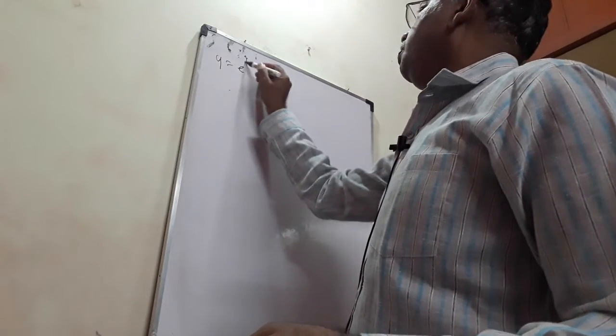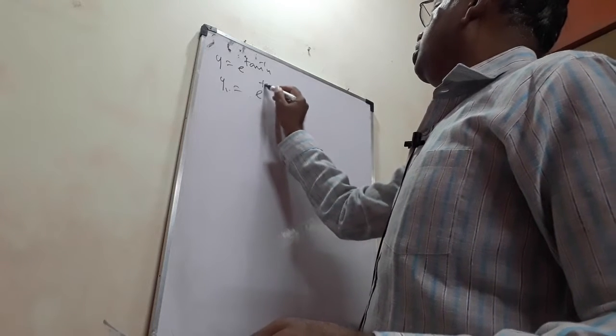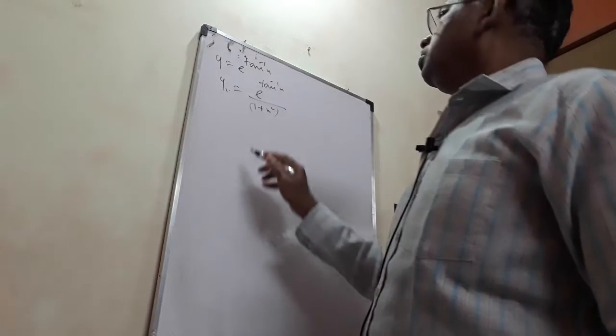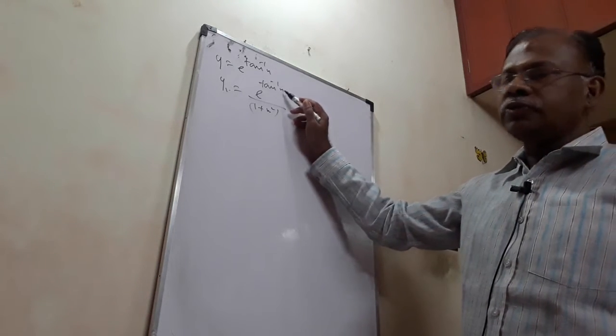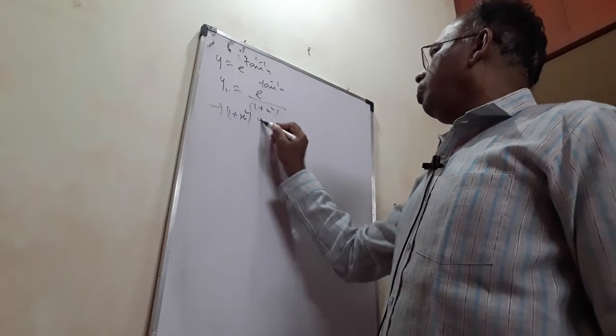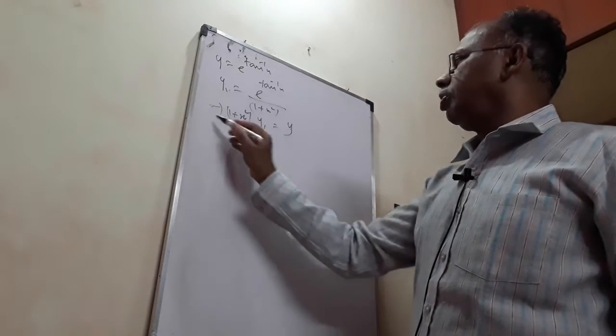Y is equal to e power tan inverse x. Therefore, y1 becomes e power tan inverse x by 1 plus x square. It's application of chain rule. For e power anything, it's the same thing. For tan inverse x, it is 1 by 1 plus x square. Just cross multiply. 1 plus x square into y1 is equal to y. E power tan inverse x is nothing but y.